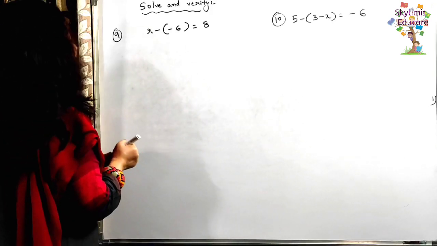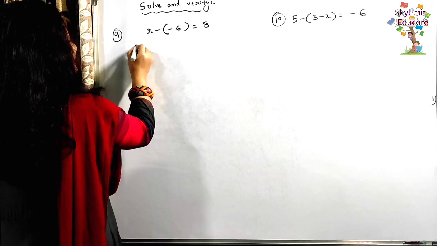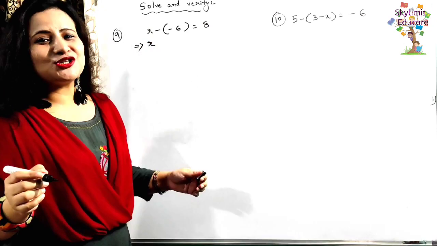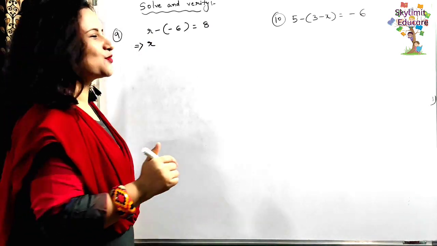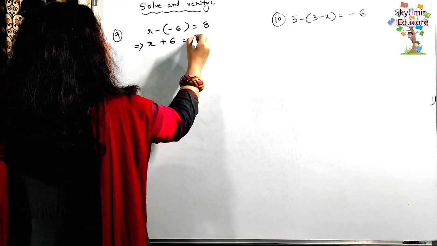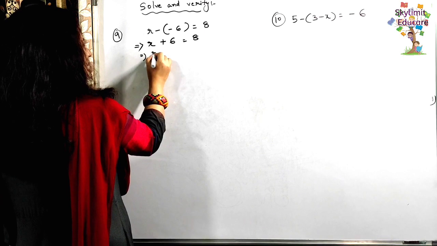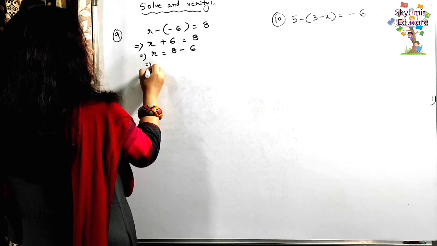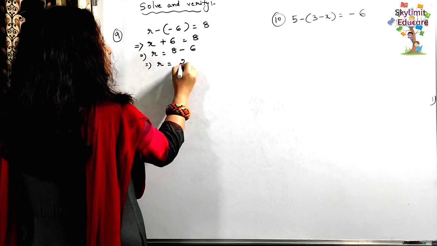Okay, so here we are having what? R minus, in the bracket, minus 6. So we'll open the bracket using the sign rule of multiplication that you have read in integers. So minus multiplied to minus will give us how much? Plus 6 is equal to 8. Very simple. Now R plus 6 goes that side, becomes minus 6. So how much we got? R is equal to 2.